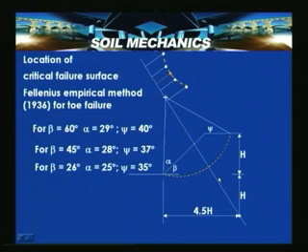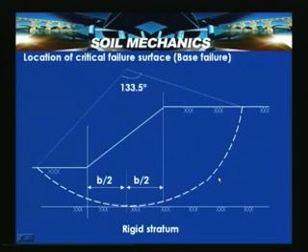For example, if this is a base failure, like the location of the critical failure surface for a base failure, a circle passes through the entire foundation soil as well as the fill material. This can occur because the failure surface cannot penetrate through the rigid stratum, so it will be tangential to this.